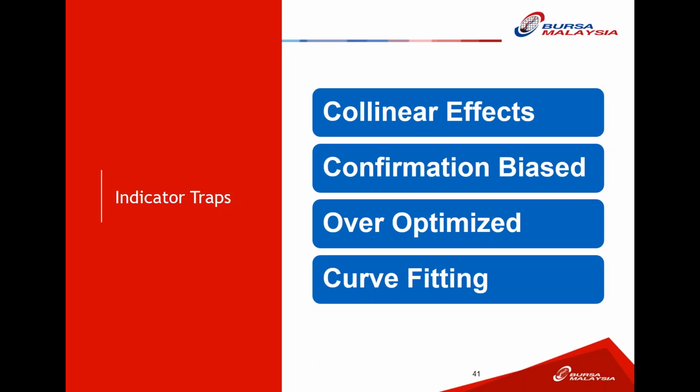In my opinion, there are 4 types of traps in indicators. So instead of asking you to try all these indicators, you have to be careful when choosing indicators, because they have these traps called collinear effects, confirmation bias, over optimize, and curve fitting. Let's talk about collinear effects.